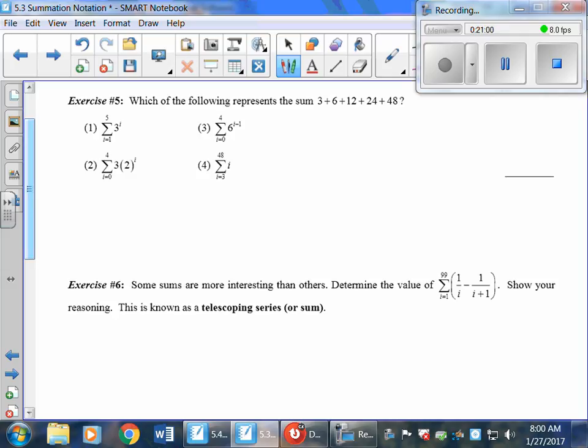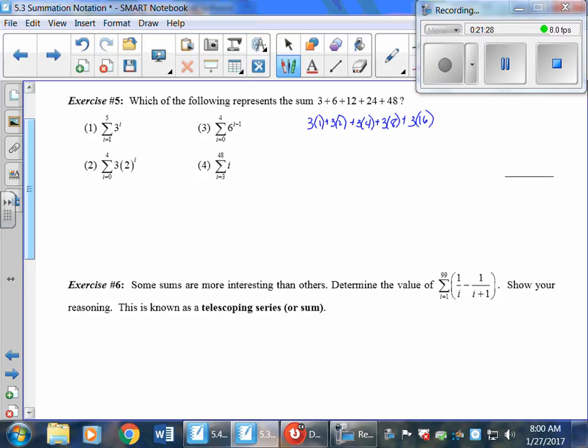So what is this? This is 3 times 1. This is 3 times 2. This is 3 times 4. This is 3 times 8. And this is 3 times 48. No, 3 times 16. Oh, there we go. I can see the pattern now. I have powers of 2.